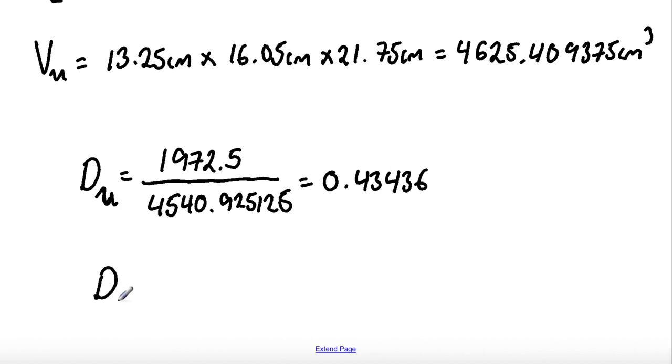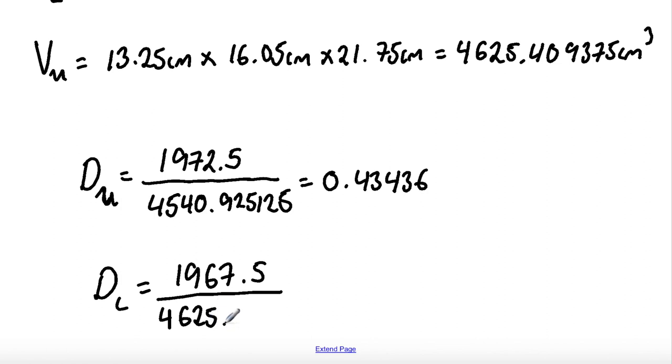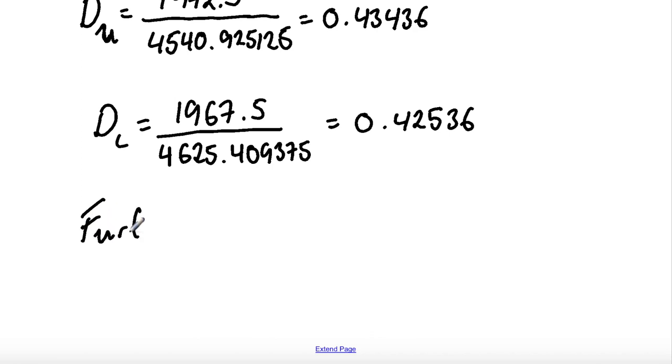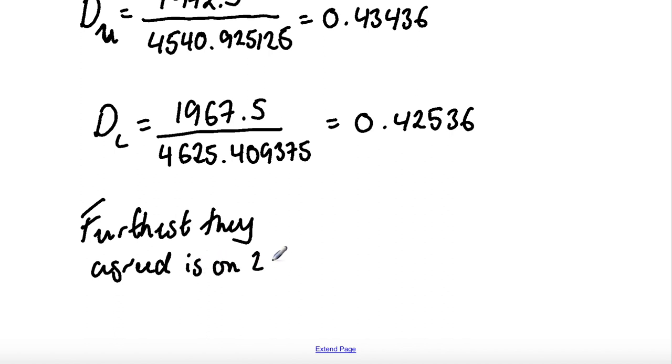Now I need to find the lower density. So lower density is equal to 1,967.5 divided by the upper volume, which is 4,625.409375, which will equal 0.42536. So the furthest they can agree to is two decimal places, so our answer is going to be 0.43.